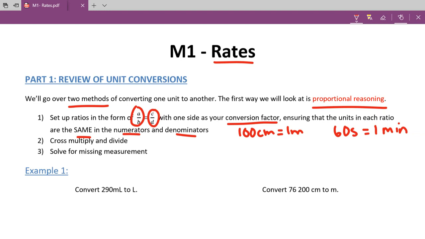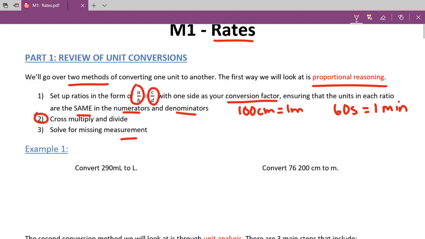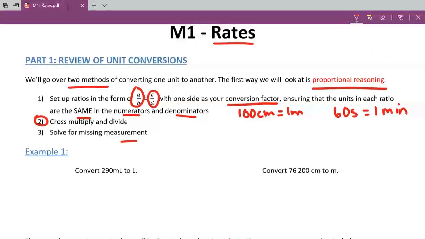We're then going to solve. One of these is going to be our unknown, because we don't know our final unit. We're going to cross multiply and divide to solve that unknown, and that's going to give us our unknown measurement. So let's see what that looks like. Let's do a couple of examples here.